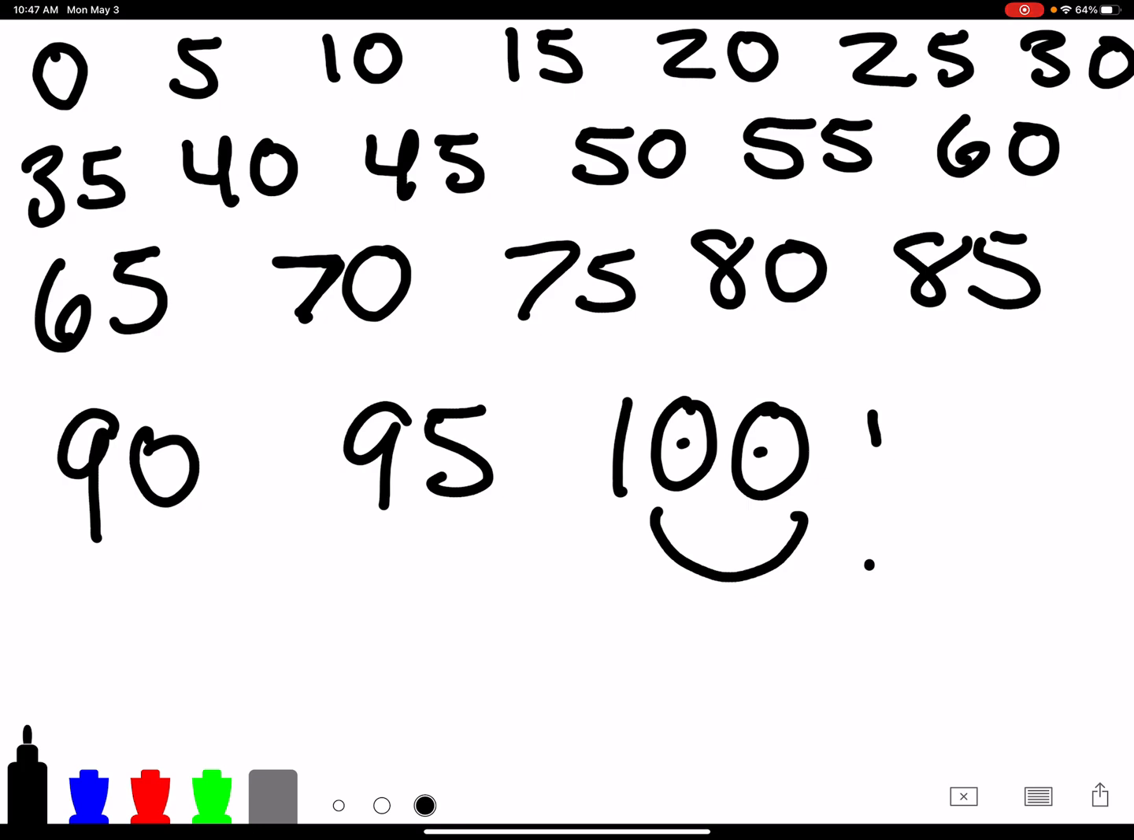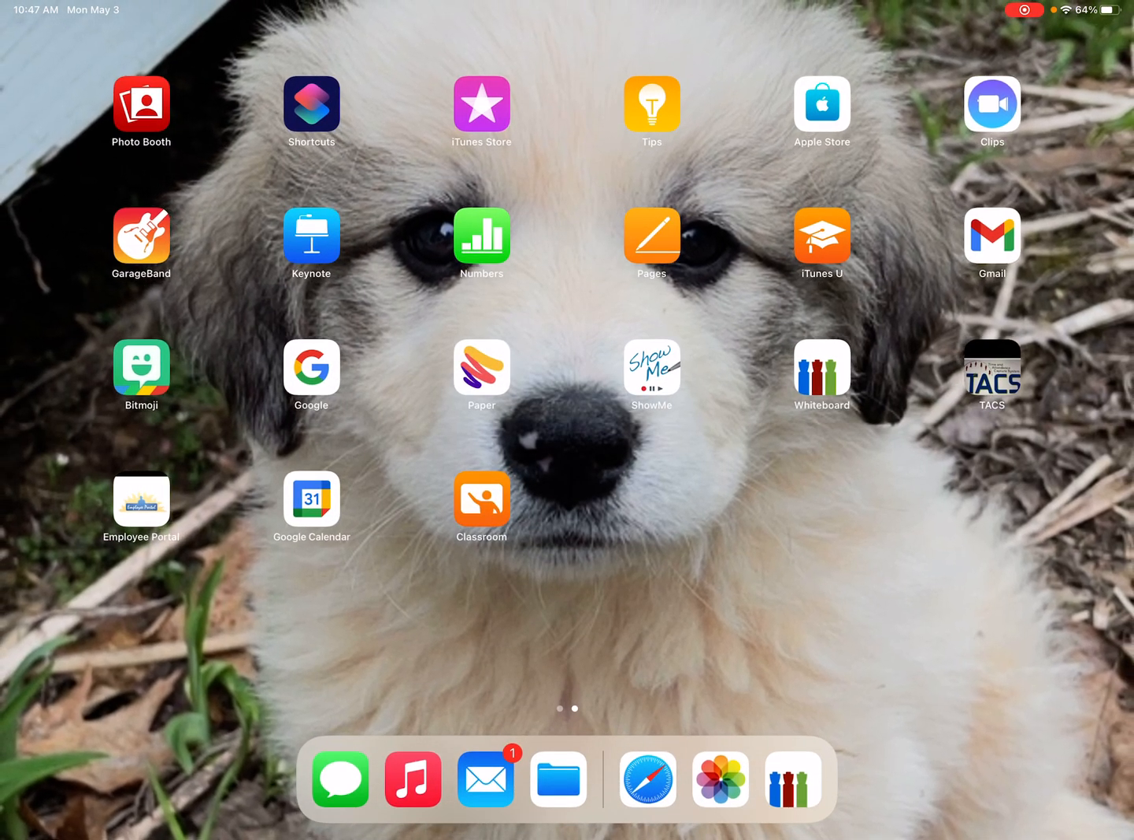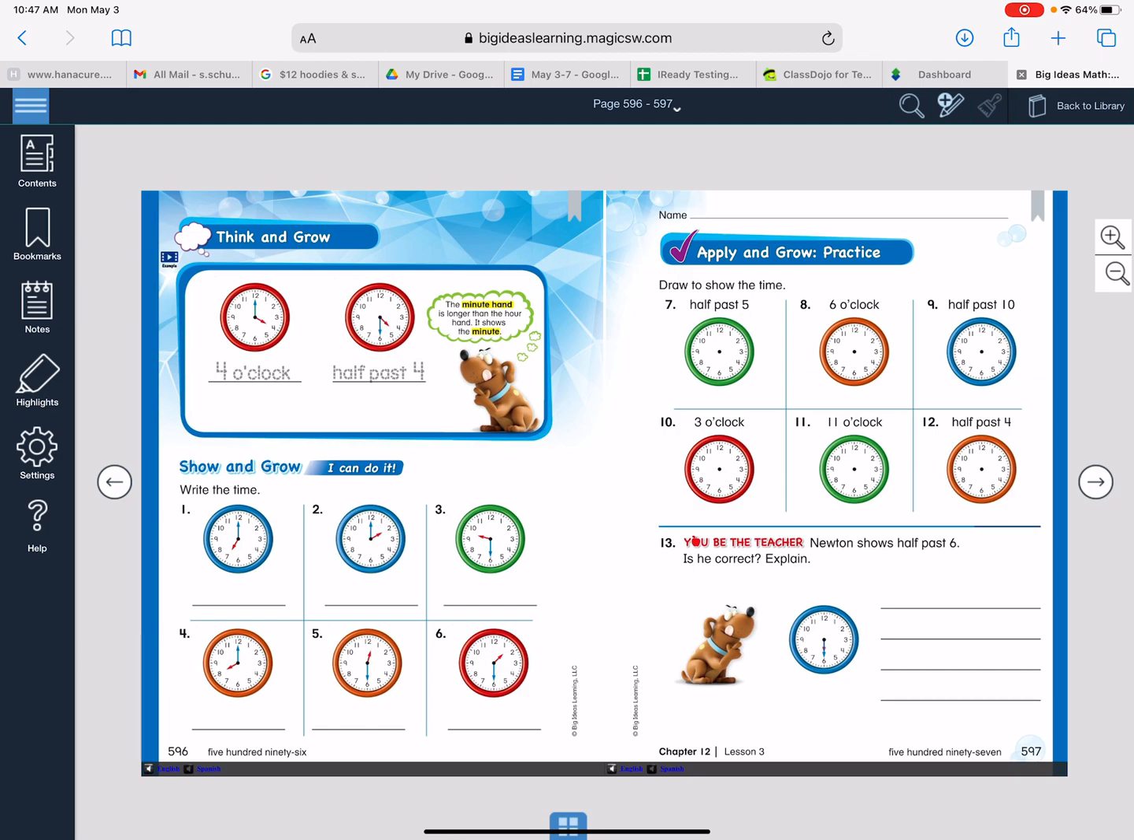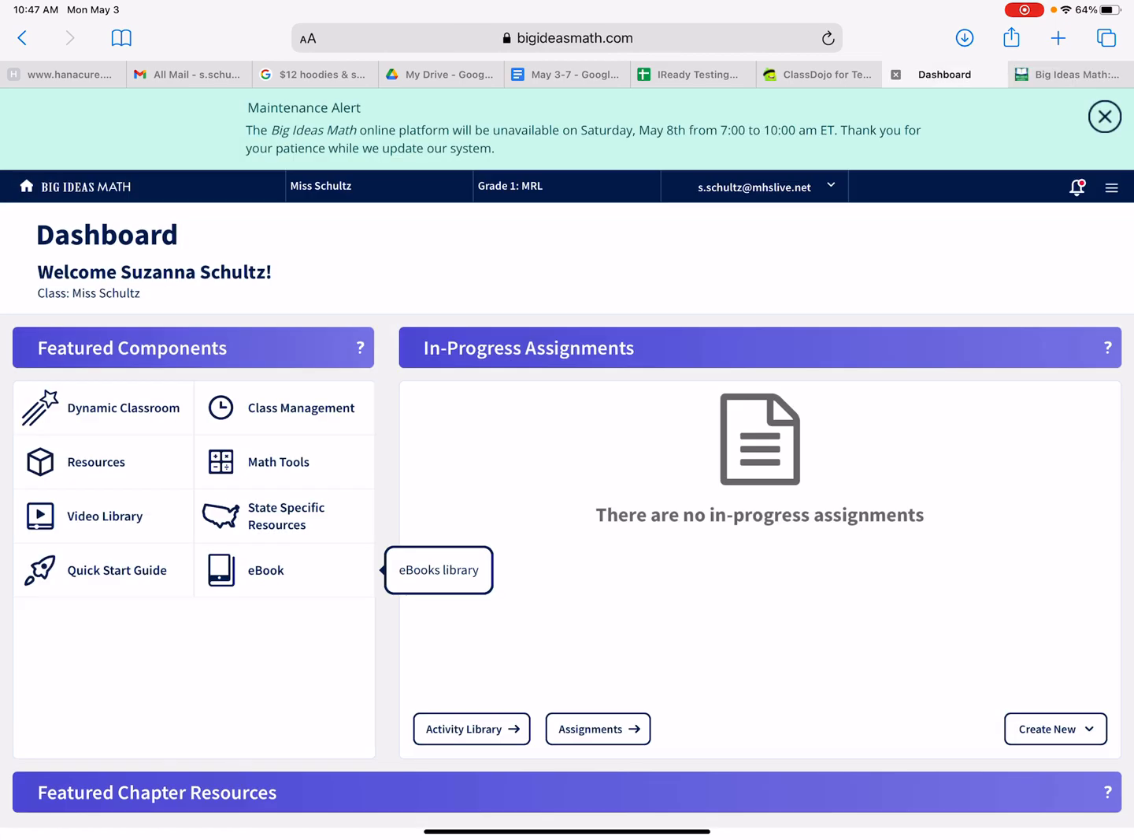But you notice it's very fast counting by 5s compared to counting by 1s. But compared to 10s, 10 easily beats it. Okay, so that's our nice quick review on counting by 5s. And let's go to the Big Ideas website and review by reading the clock.